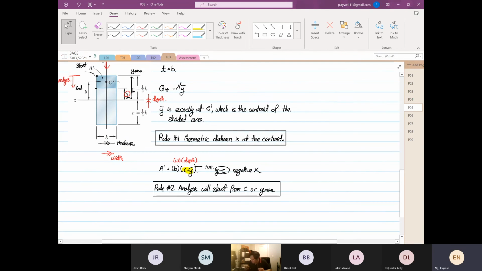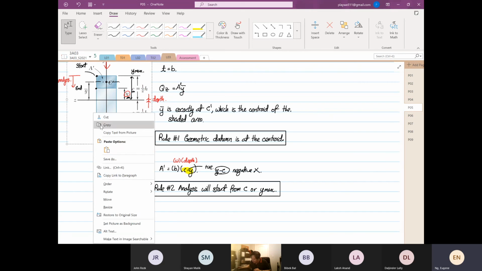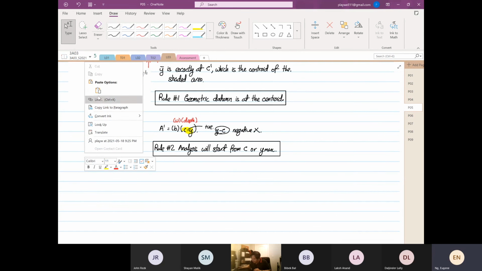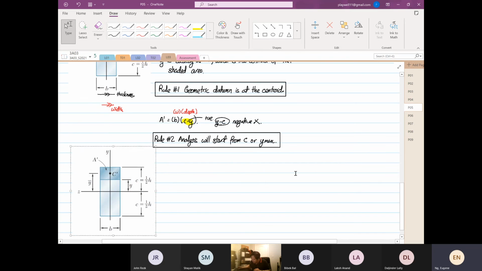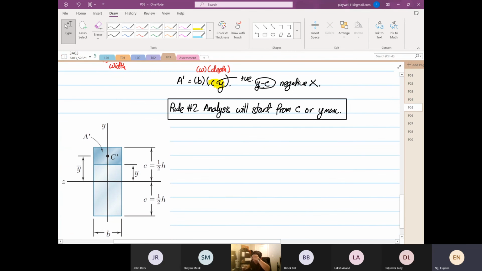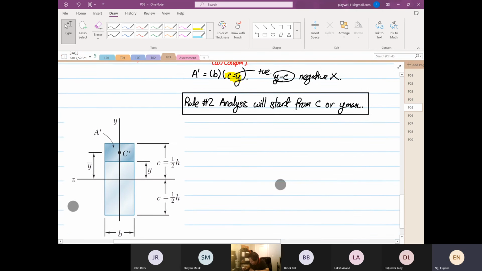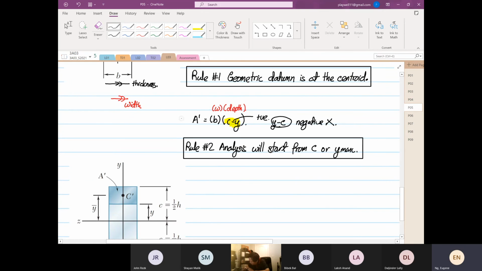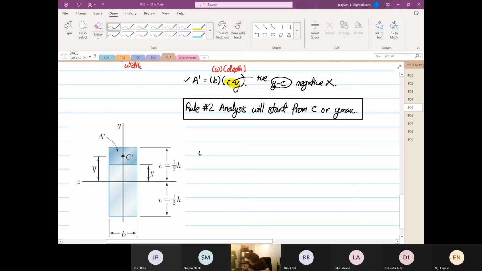Okay, and then the next thing that we're going to see is how we calculate the first moment of area. We are still looking at the first moment of area. So now we are going to find y bar. We are done with our area already; area is easy. So y bar is equal to c plus y, multiplied by 0.5.